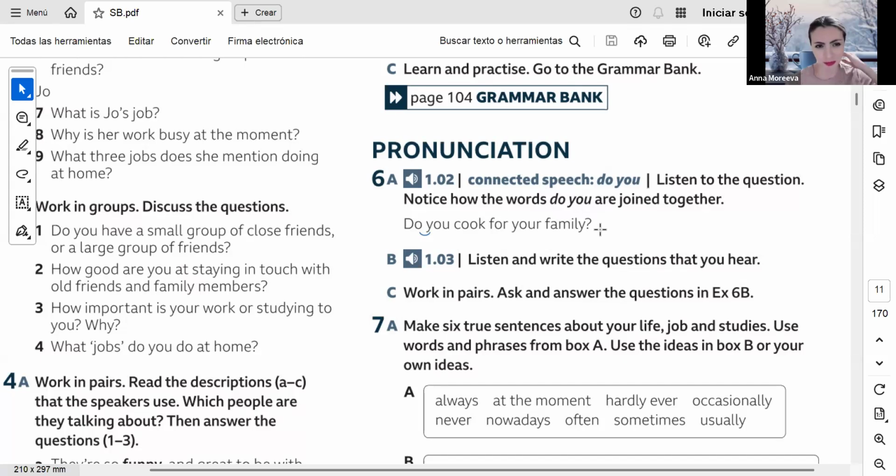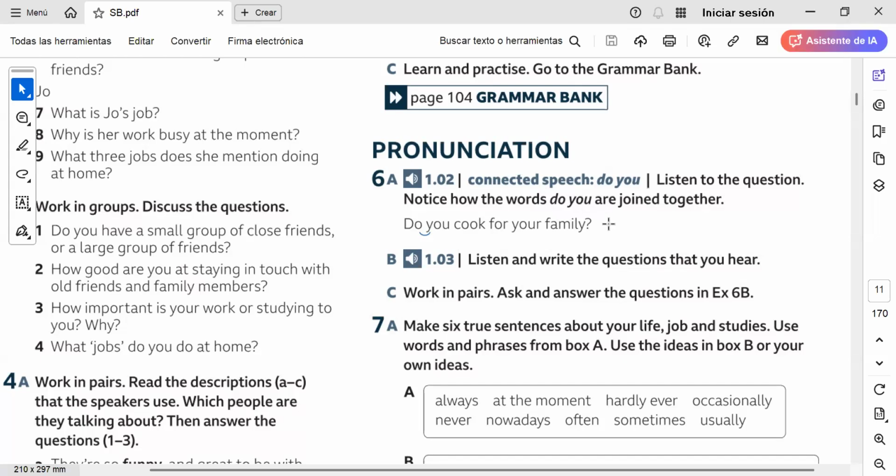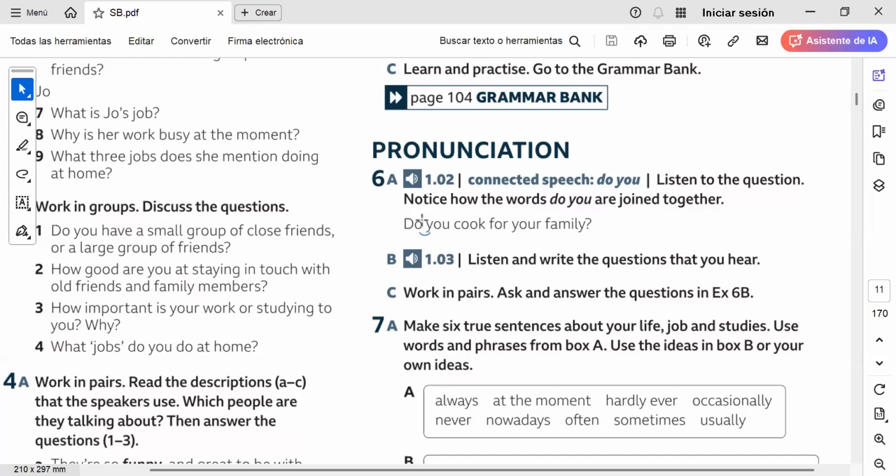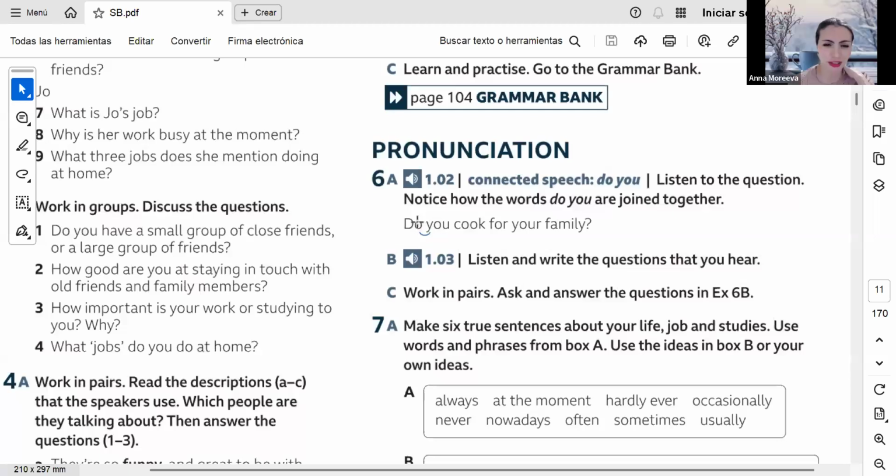Let's practice it. Lily, please. Do you cook for your family? Okay, yeah. Yeah, Liliana. Do you cook for your family? It's faster here, like "do you cook for your family?" I also can sometimes. Elizabeth?